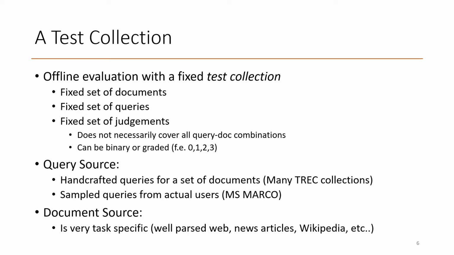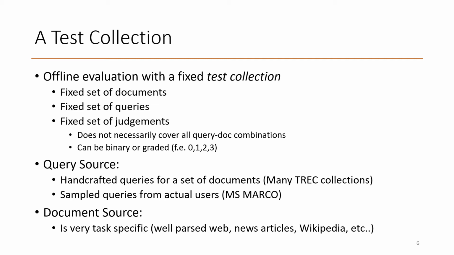And those judgments can usually either be binary, 1 or 0, or on a graded scale, for example, with 4 different judgment classes, and the higher the number, the more relevant the document is.